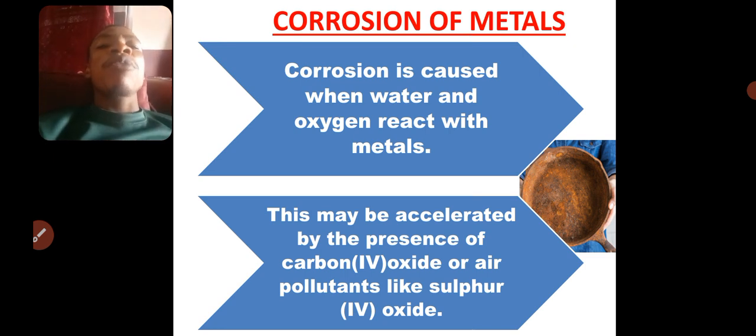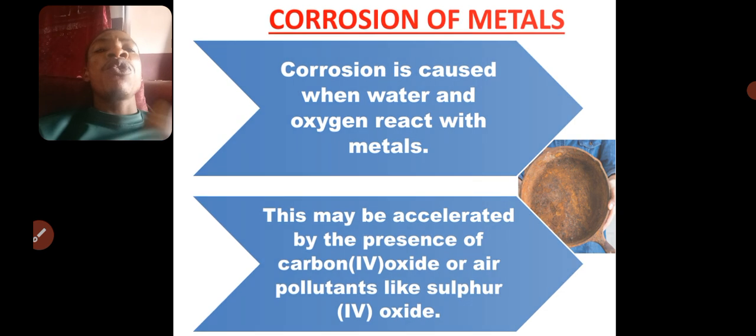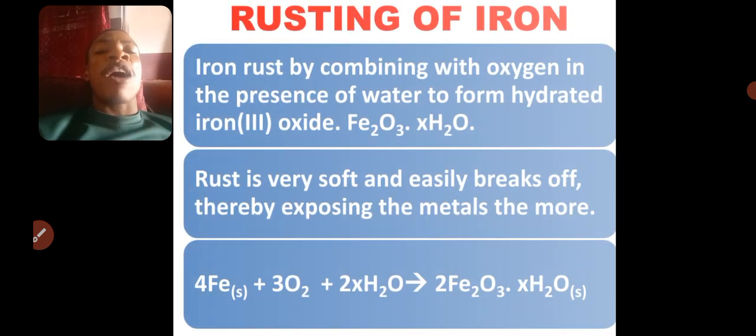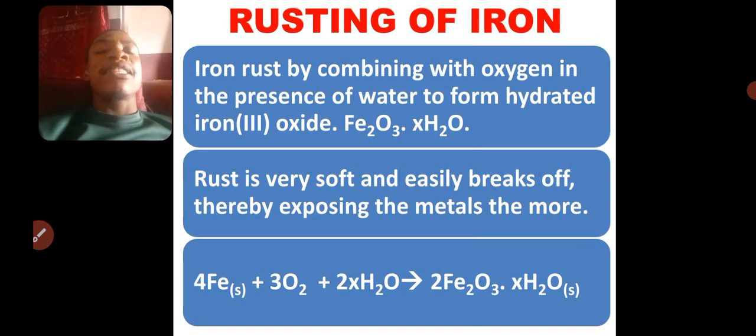In fact, corrosion becomes faster if there's electrolyte in the air. For example, there's pollution that brings about sulfur IV oxide or carbon IV oxide. These gases are able to dissolve in water to form electrolytes. So because of this, any metal structure around tends to corrode faster than it's supposed to. But in this video, I'll be boiling this down to rusting of iron.